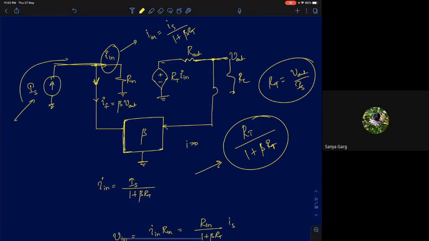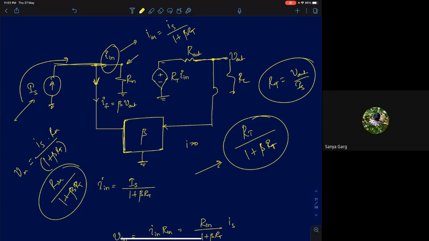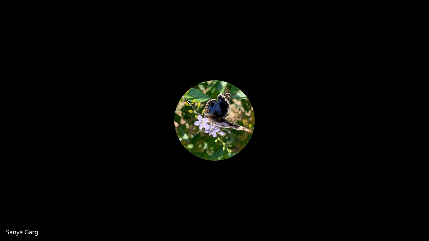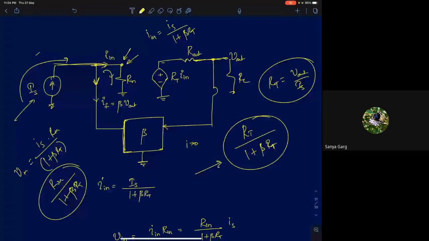Now I'm injecting a current IS, but what about the voltage developed across Rin? That will be IS by 1 plus beta RT, this is the current, times Rin. That's the voltage developed. So the input impedance will be Rin upon 1 plus beta RT. It is decreasing. And that makes intuitive sense because your current is now decreasing. The actual current that is entering the amplifier is decreasing, so the voltage developed across this amplifier is also decreasing.